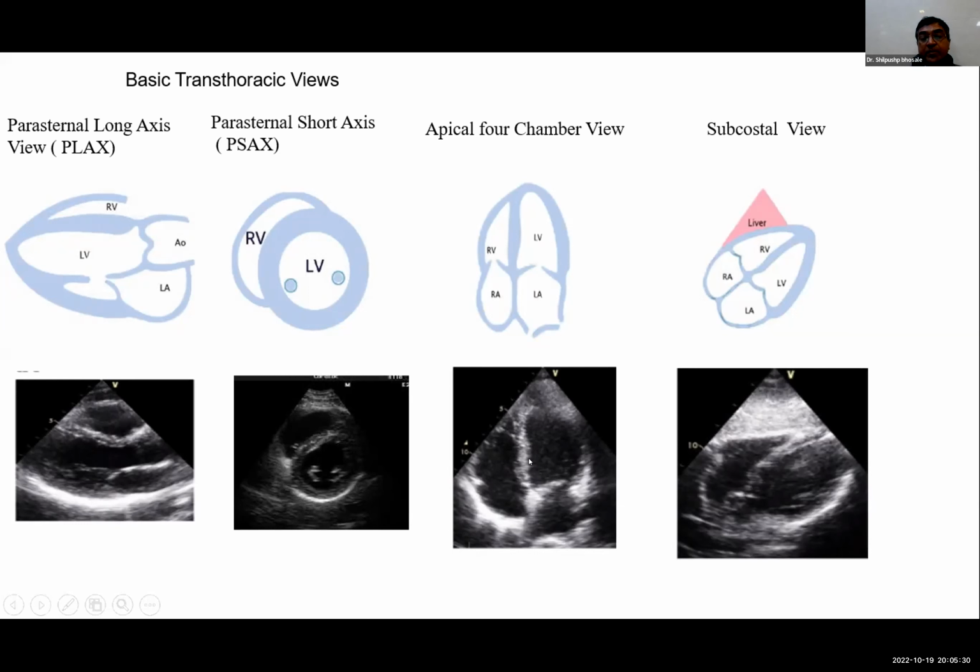The apical 4-chamber is when you put the probe at the apex, you see all the 4 chambers, that is the left ventricle, right ventricle, left atrium, and the right atrium, and you can also assess the function of the heart as well as the size of the chambers. And like I said, subcostal shows the relationship of the right side of the heart along with the interatrial septum.